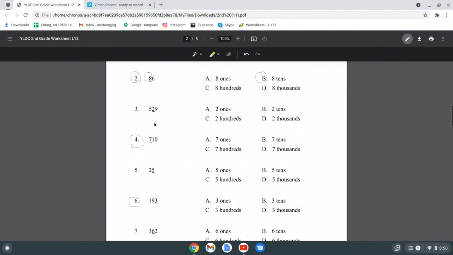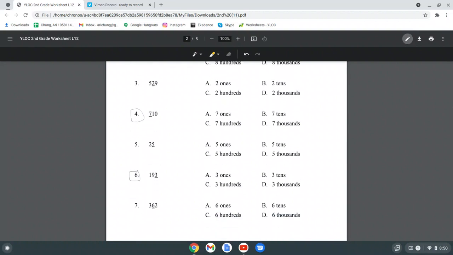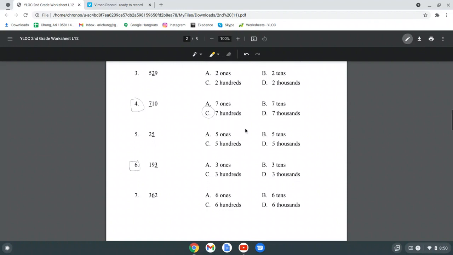Let's look at number 4, and here we have 710. Let's look at the options we have: 7, 1, 700, 7 tens, and 7,000. So 0 is in the ones place, 1 is in the tens place, and 7 is in the hundreds. So we circle C since it's 700s.